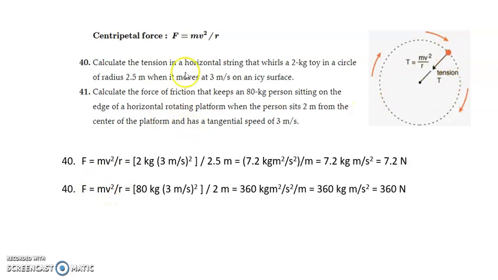So we would solve for that centripetal force, which is the force of friction, the same way, mv squared over r. Our mass is 80 kilograms, our speed is 3 meters per second, and our radius is 2 meters. We end up with 360 newtons. So the force of friction is very large. It's a value of 360 newtons.